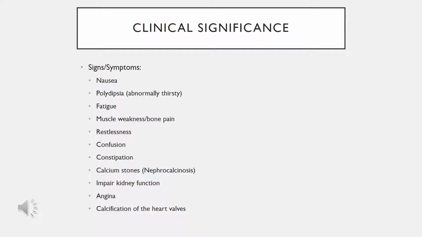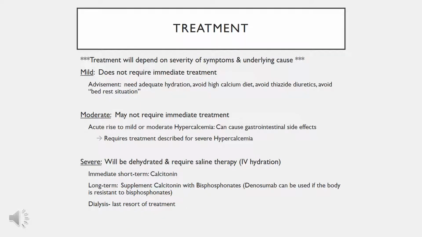It is also noted that patients have a higher incidence of angina pectoris and calcification of the heart valves. So how do we treat hypercalcemia? According to an article we found on the web of electrocardiogram, the treatments are based on two criteria: the severity of symptoms and the underlying cause. There are then three classes: mild, moderate, and severe cases. In mild cases, treatment does not need to be immediate.